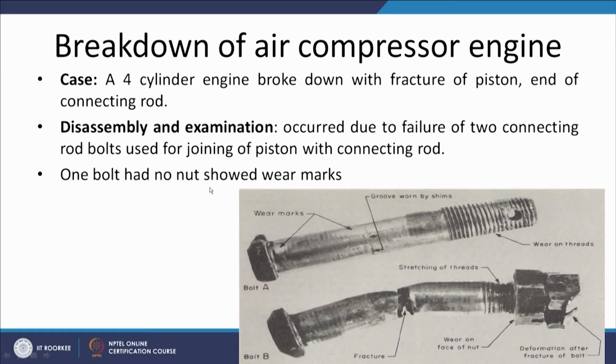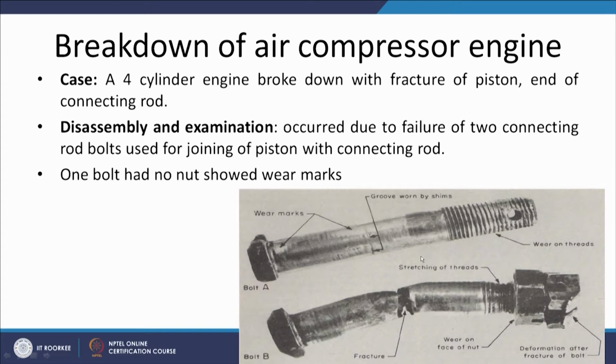One bolt did not show any mark of wear. Here we can see the two nut and bolts which were used for assembling the piston to the connecting rod. When the system was opened for examination, it was found that one of the bolts had wear marks on its surface, while the other was fractured.